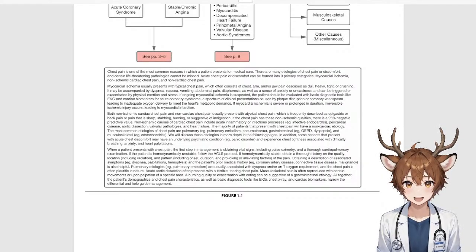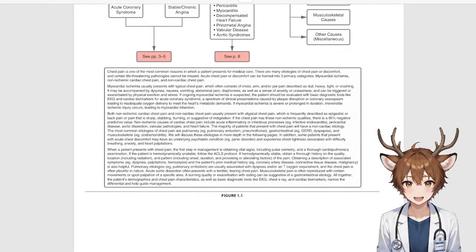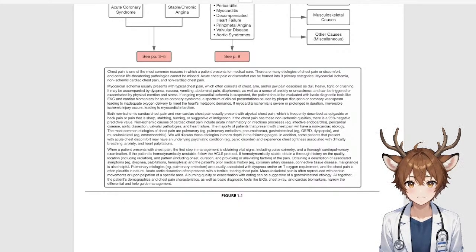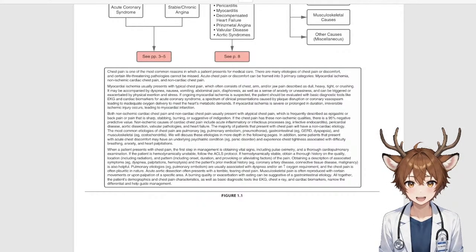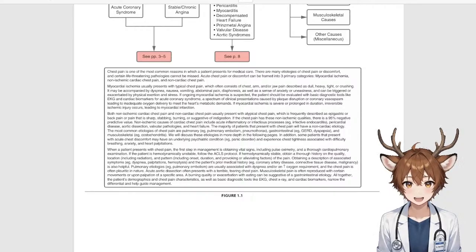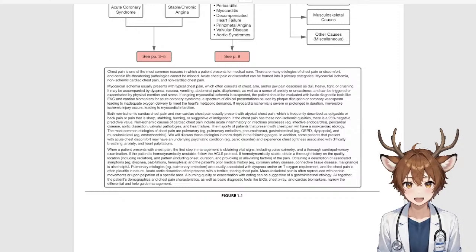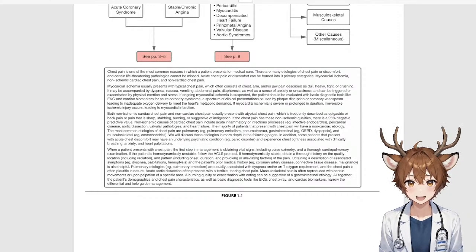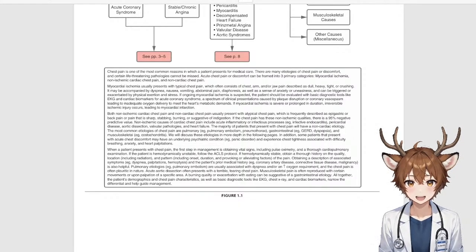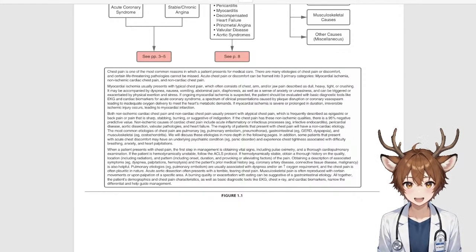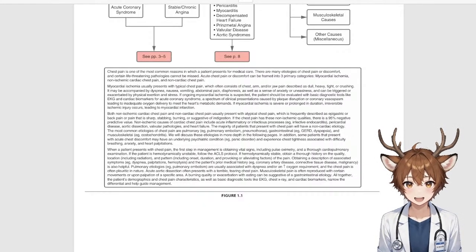Pulmonary etiologies, for example, pulmonary embolism, are usually associated with dyspnea and/or an elevation in oxygen requirement, and the chest pain is also often pleuritic in nature. Acute aortic dissection often presents with terrible tearing chest pain. MSK pain, musculoskeletal pain, is often reproduced with certain movements or upon palpation of a specific area. A burning quality or exacerbation with eating can be suggestive of a GI etiology. Altogether, the patient's demographics and the chest pain characteristics, as well as the basic diagnostic tools like EKG, chest x-ray, and cardiac biomarkers, narrow the differential and help guide the management.